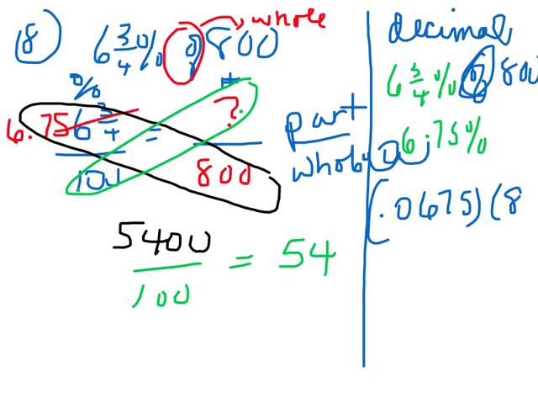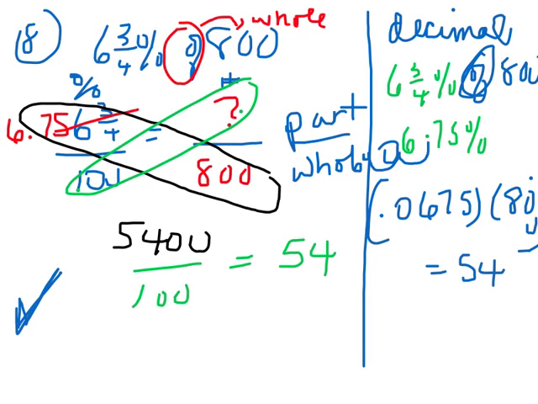So I'm going to multiply 0.0675 times 800. Having problems fitting it on the iPad. 0.0675 times 800 would also give me 54. So either way, I should get the same answer.